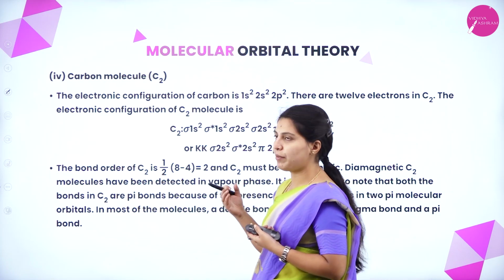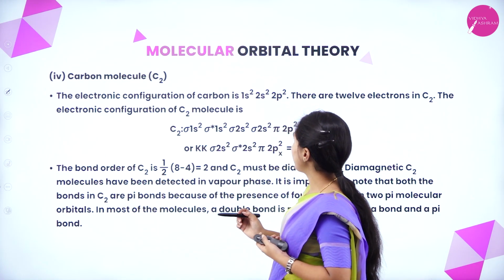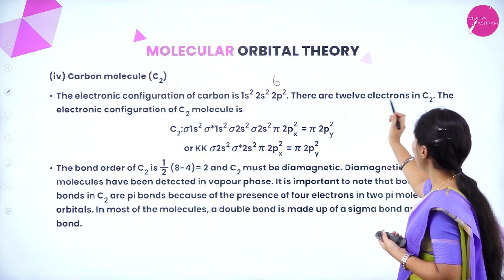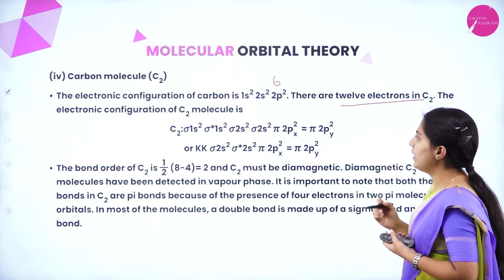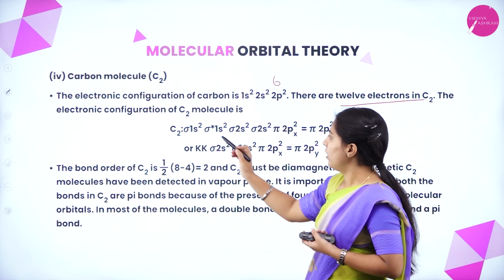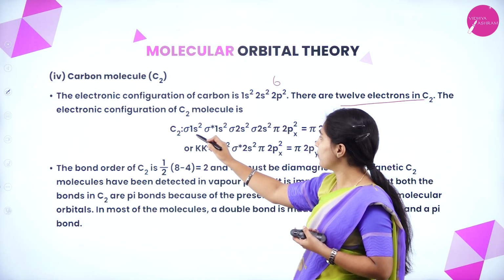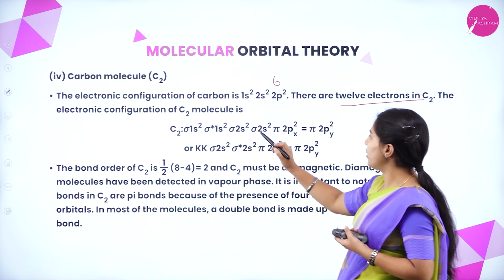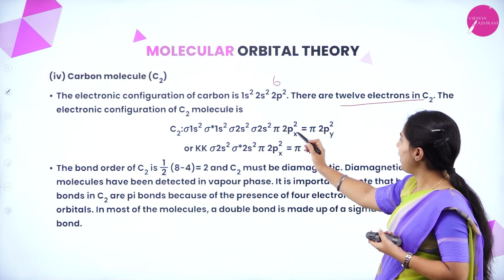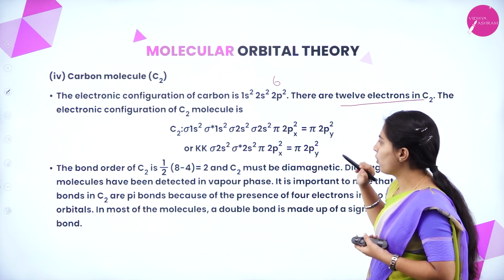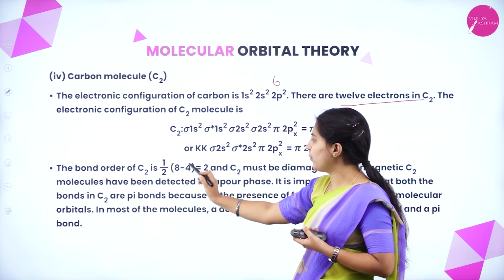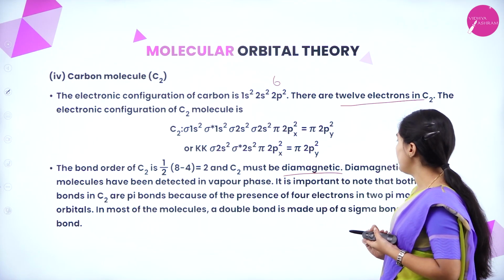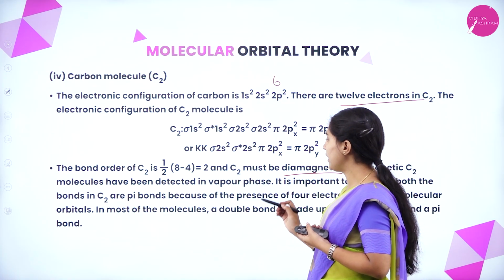Next, we'll move on to the carbon molecule. The electronic configuration of carbon is 1s2, 2s2, 2p2, because at atomic number 6, there are 12 electrons in C2. The configuration is 1s2, sigma star 1s2, sigma 2s2, sigma star 2s2 and pi 2px2, pi 2py2. Overall, the bond order is half into 8 minus 4, which is 2, and C2 must be diamagnetic. Diamagnetic C2 molecules have been detected in the vapor phase.